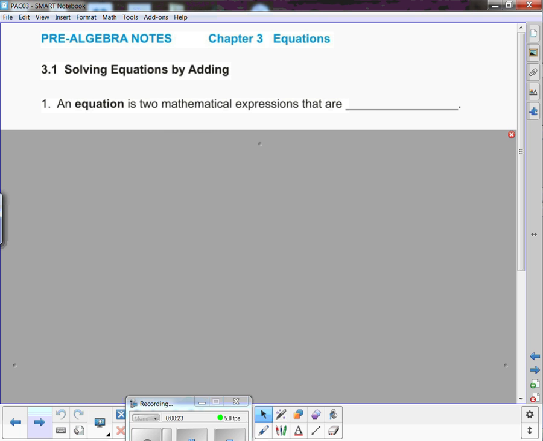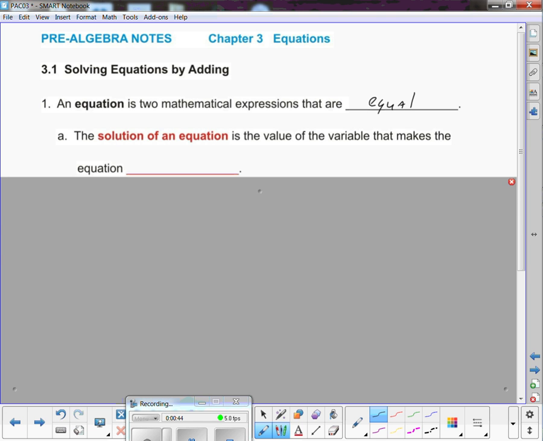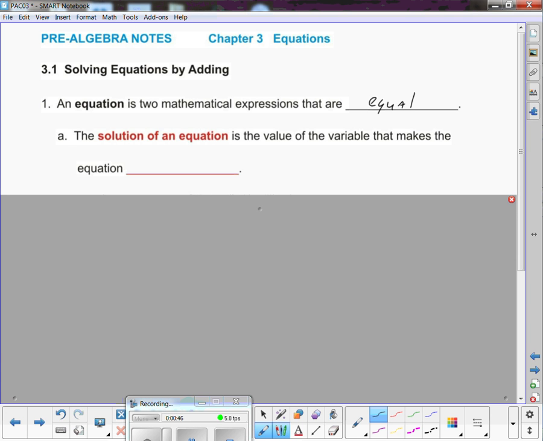All right, well, let's get some preliminaries out of the way. First off, an equation is two mathematical expressions that are equal. Right, you think about an equation, you got an equal sign, you got stuff on the left, you got stuff on the right, right? Those are the mathematical expressions. So when we talk about an equation, we're talking about two mathematical expressions that are equal.